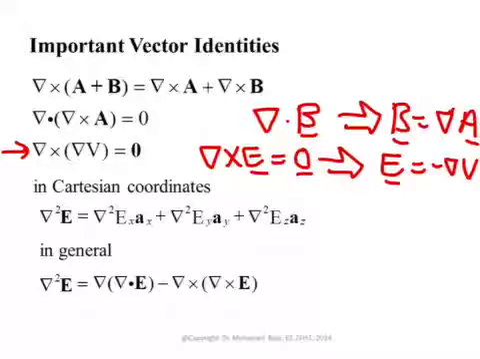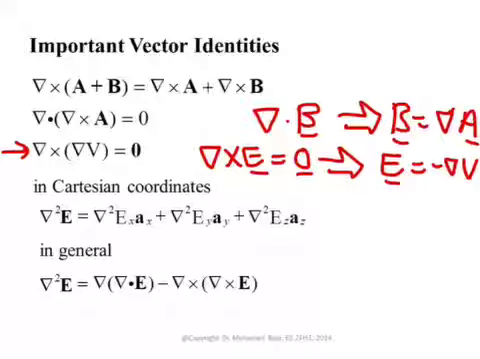So these two identities, the divergence of the curl of any vector is 0, and the curl of the gradient of any scalar function is 0, are some of the most versatile and widely used identities in electromagnetics.